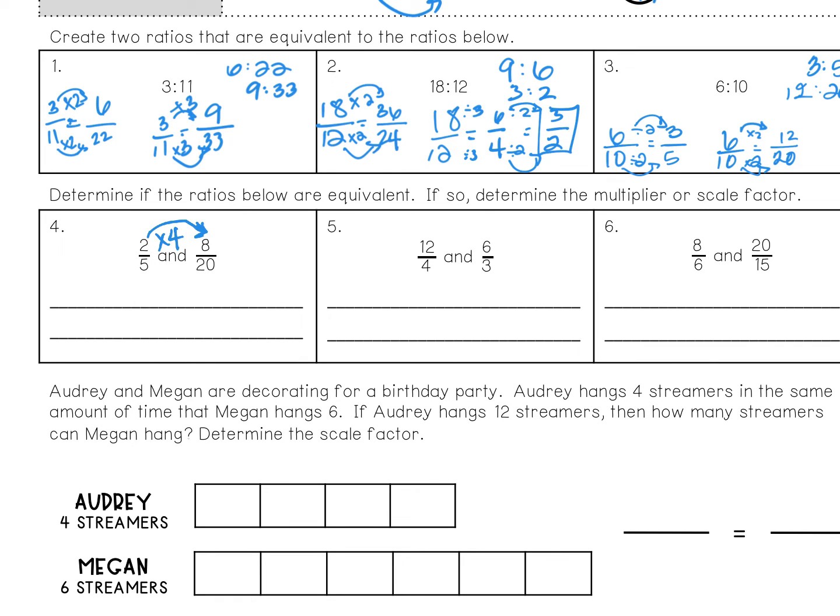And I will know that both of these ratios are equivalent if I can multiply 4 on the bottom as well and get 20. So 5 times 4 is 20. So that means that 2 to 5 and 8 to 20 are equivalent because they both have a scale factor of 4.